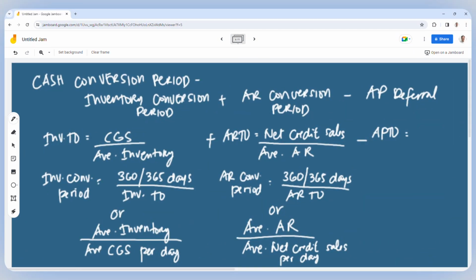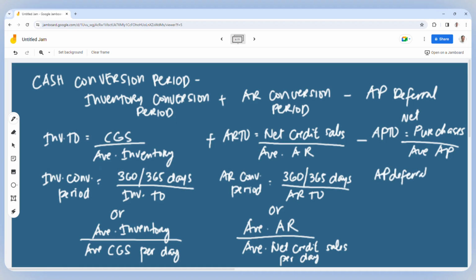Kasi class, tayo ay bibili, di ba? Ibig sabihin, very important here is what you call purchase. Okay? Or purchases. Or I will put here net purchase. Okay? Just divide it by your average accounts payable. Then second one, ganun din, AP deferral.